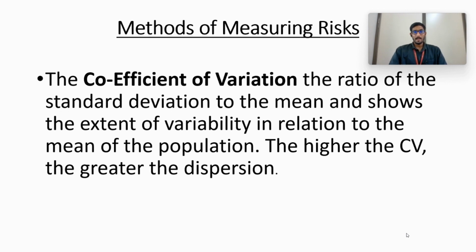Coefficient of variation is the ratio of the standard deviation to the mean, and shows the extent of variability in relation to the mean of the population. The higher the CV, the greater the dispersion. If the standard deviation is equal to 0, then the risk is 0.